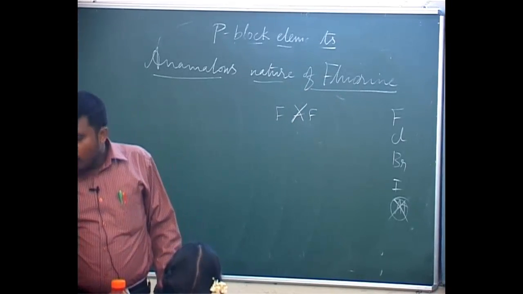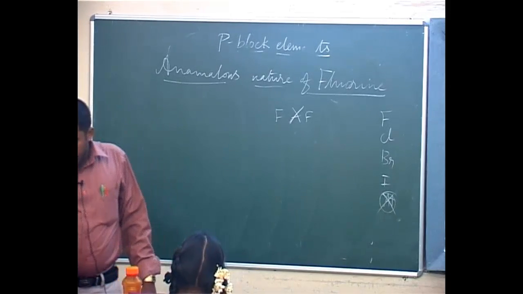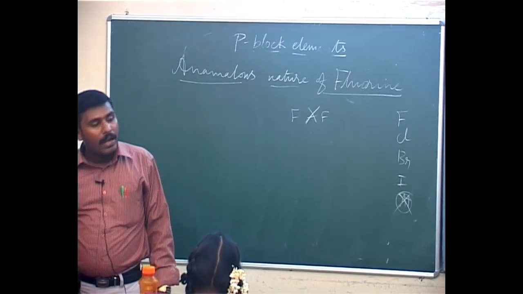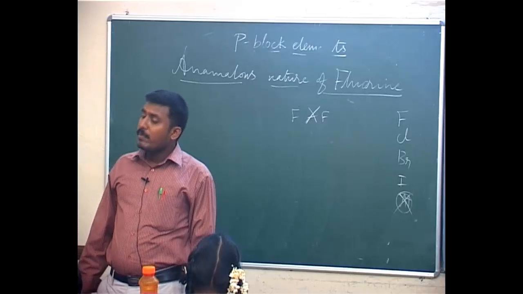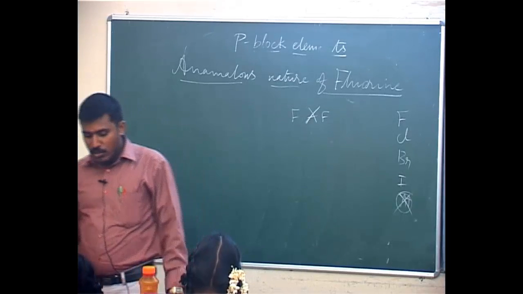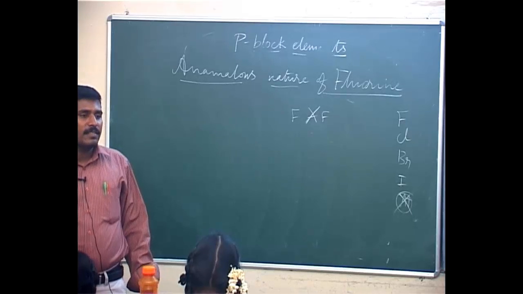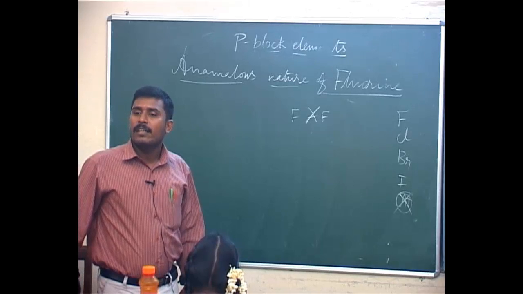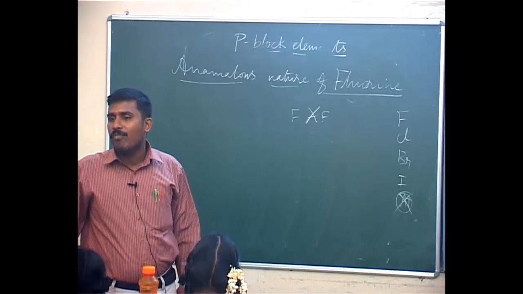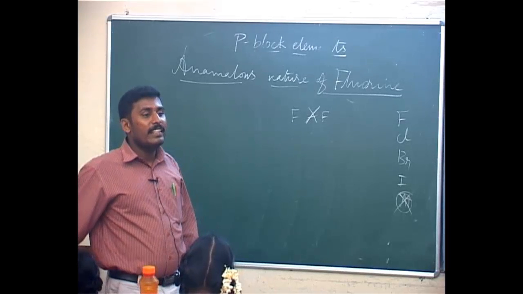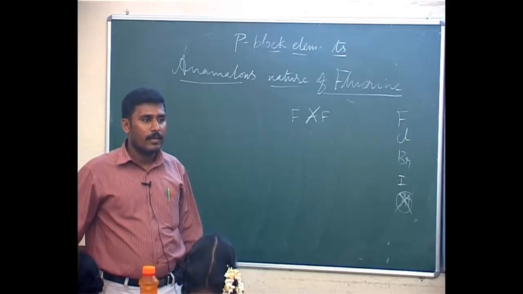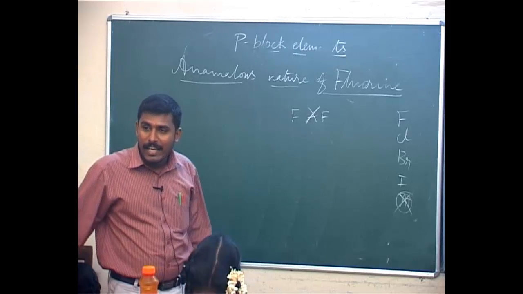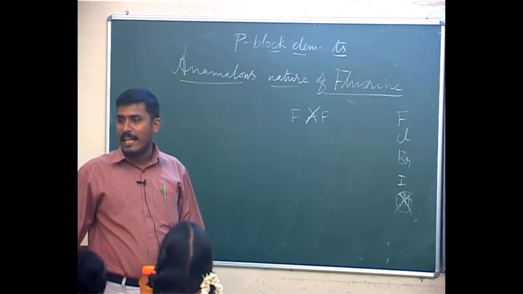The second point: fluorine decomposes cold dilute alkali to give oxyfluoride, and with concentrated alkali oxygen is liberated. Under similar conditions, other halogens give hypohalite and halates. Fluorine has great affinity with hydrogen, so it forms HF. HF shows intermolecular hydrogen bonding. HF is a very weak acid. HF attacks glass.